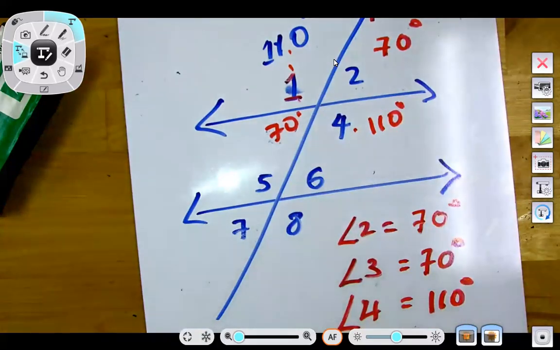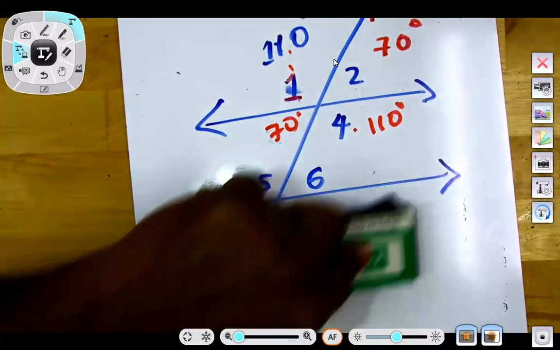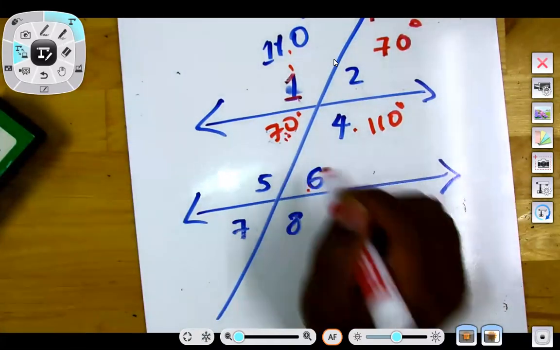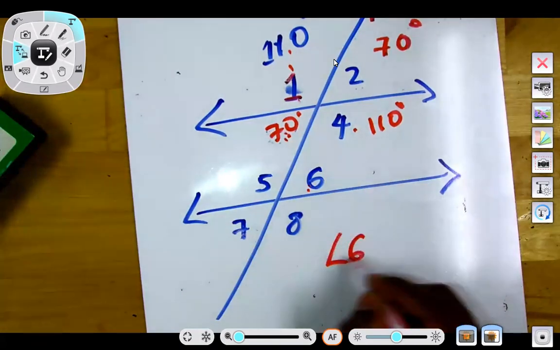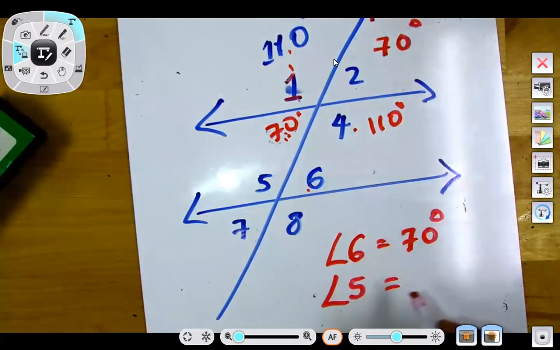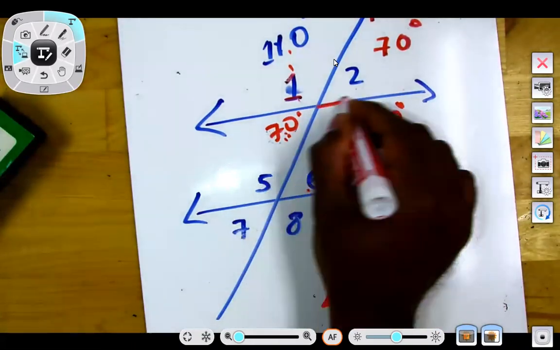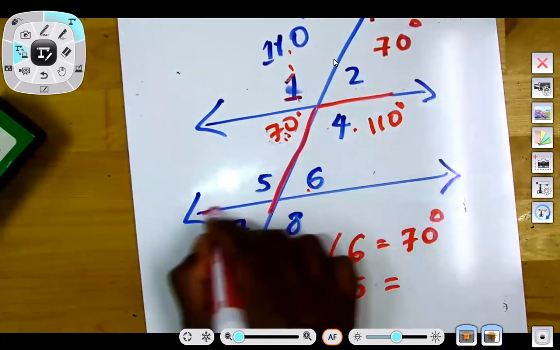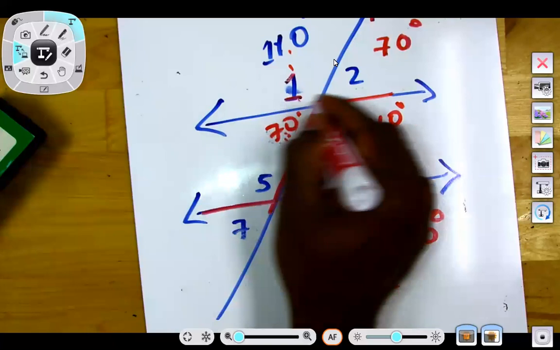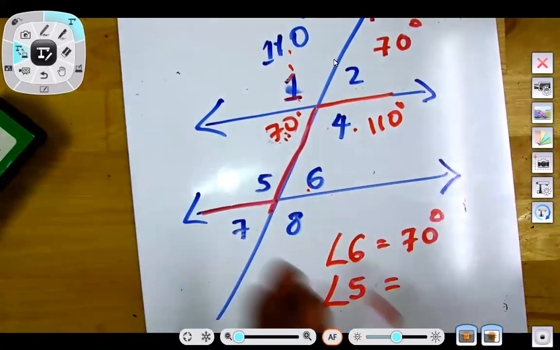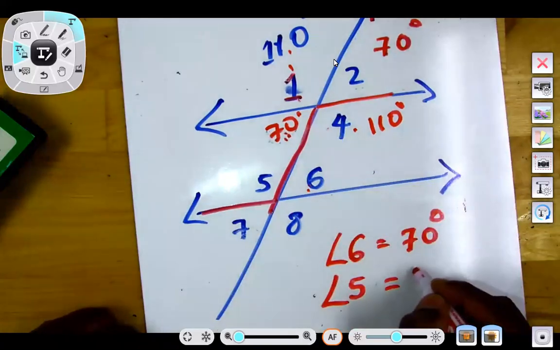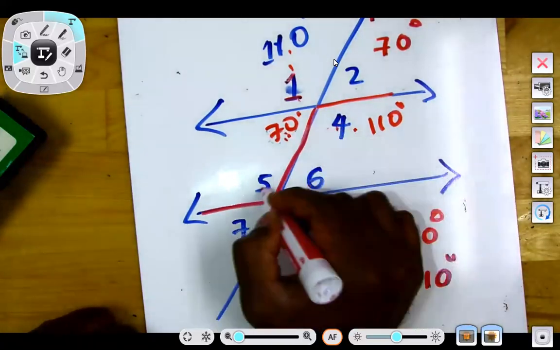So you already found this one is 70 and this one is 110. How about the other angles? Can we find them? Of course we can. These two are what? Alternate interior. So angle 6 is equal to 70 degrees. How about angle 5? When you look at alternate interior angles, it looks like a Z, or a flip of Z. So this one is 110 degrees because alternate interior angle.